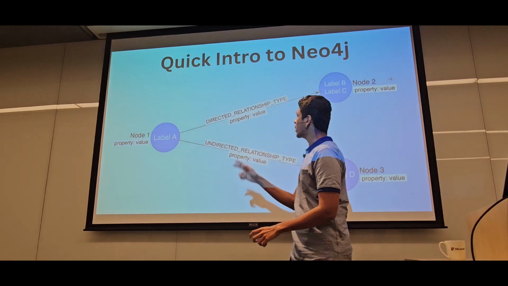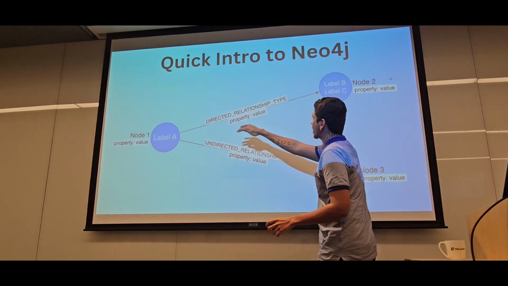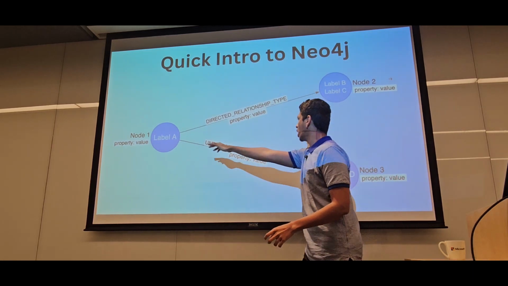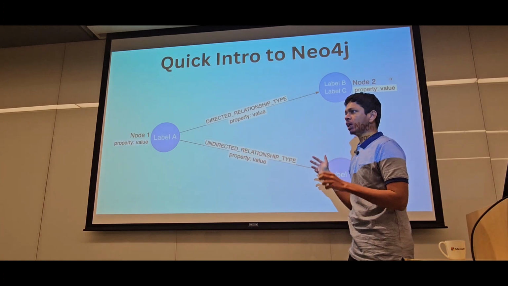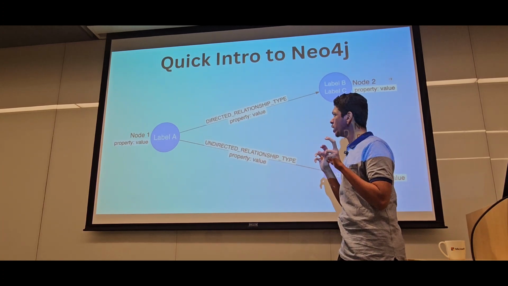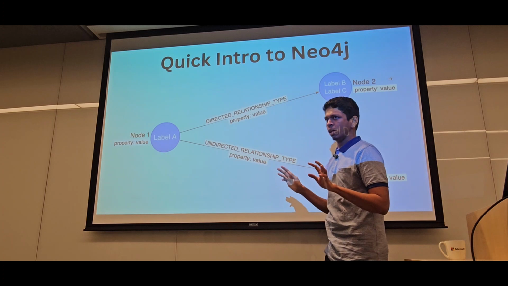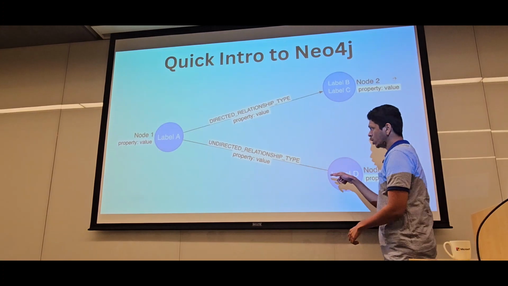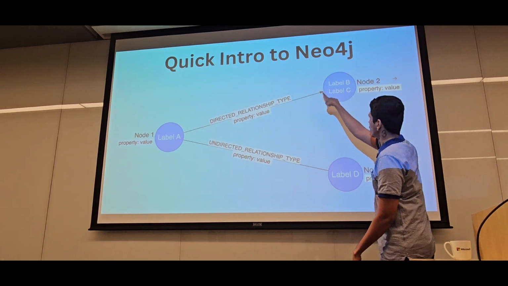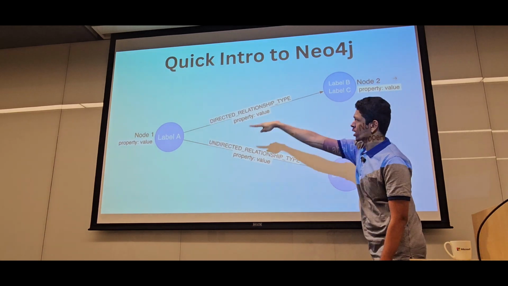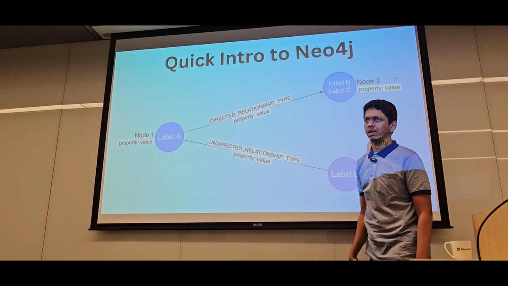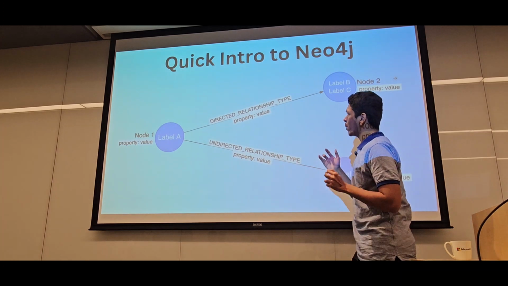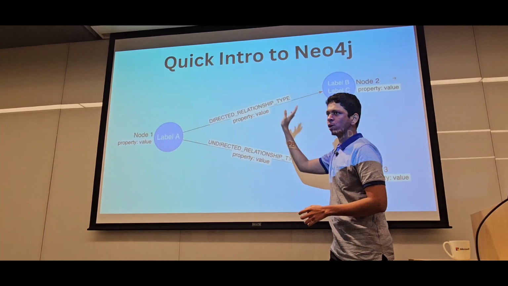So we have two types of relationships: directed and undirected. Now in Neo4j, actually there is no undirected. All relationships have to be directed. This order, node 1 to node 2, you can query like that also without specifying the relationship. And the best thing is that relationships can also have key value pairs.